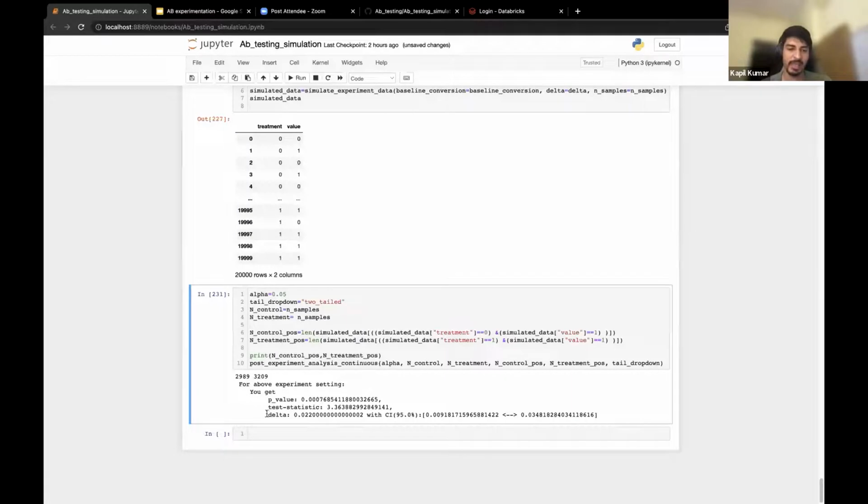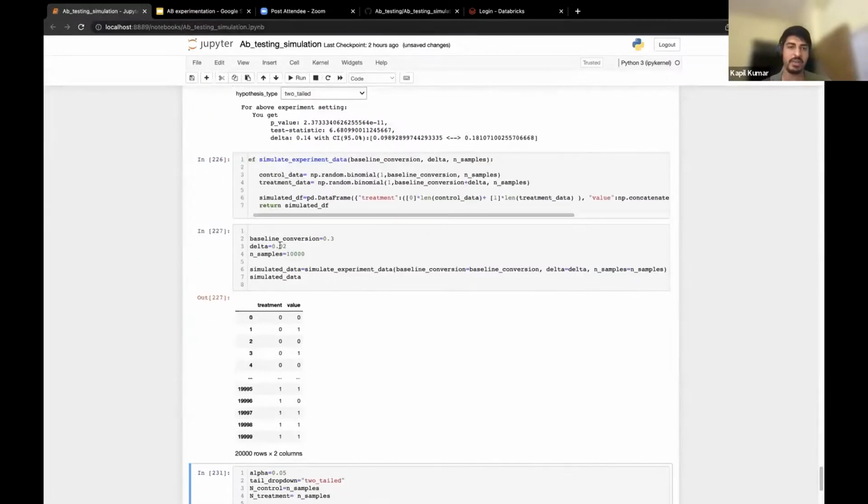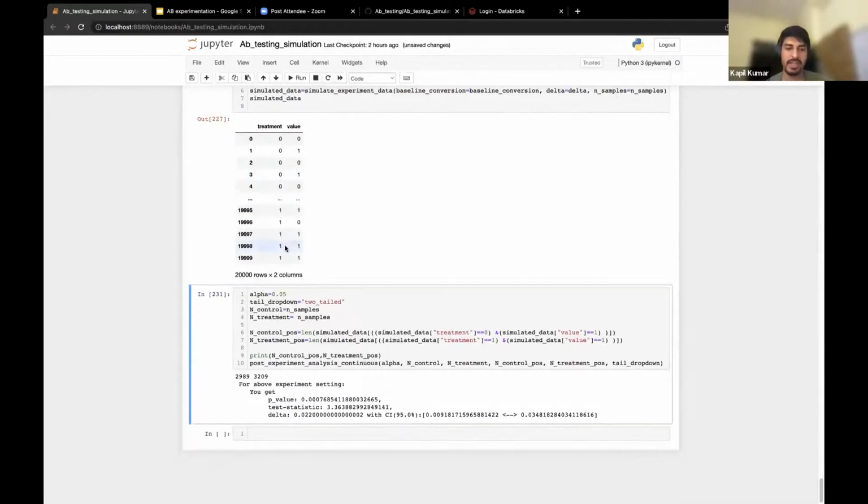And the third part that I want to stress is what is the delta that we actually got. For example, when we simulated the data, we asked it to add 0.02% more probability to the treatment set. After the experiment, what we get is that this is the delta that we are getting, and this is the 95% confidence interval of this delta.